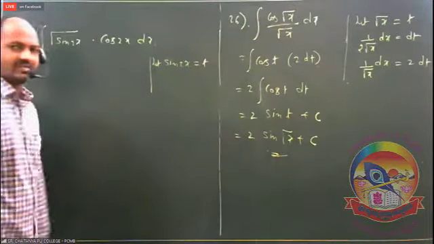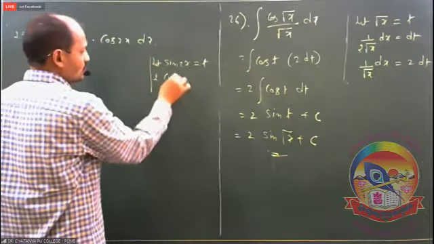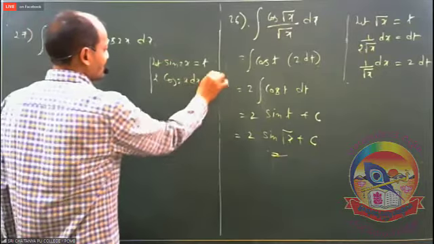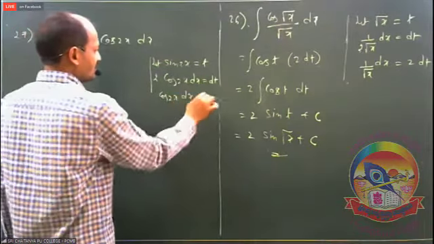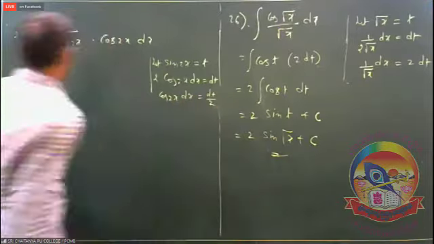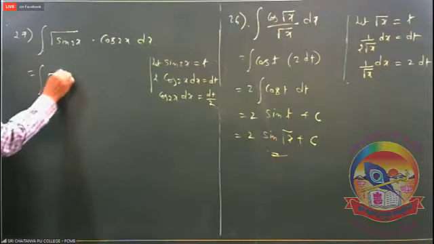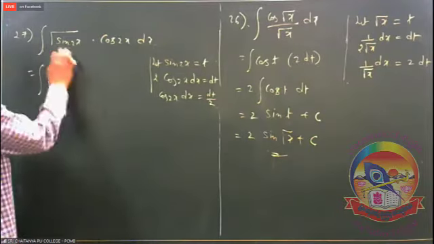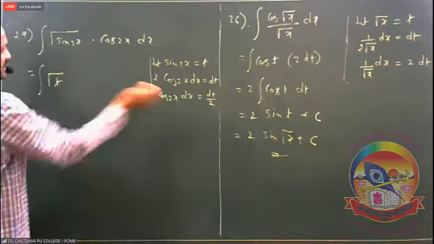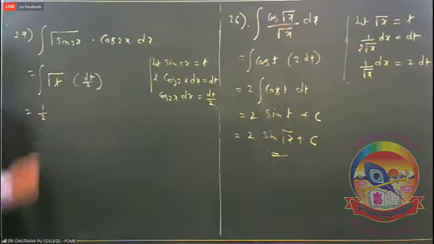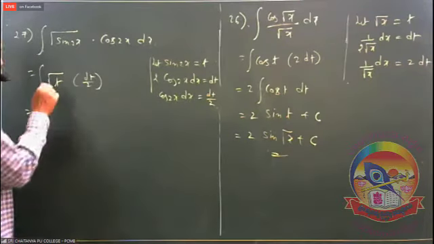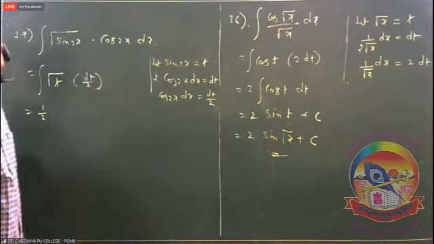What about the derivative of sin 2x? It is 2 cos 2x dx equal to dt. So cos 2x dx is equal to dt divided by 2. The integral of root t, since sin 2x is t, with cos 2x dx being dt by 2, is the integral of t power 1 by 2.